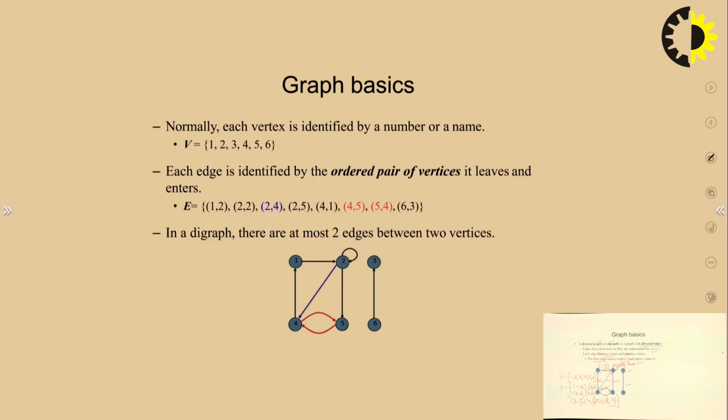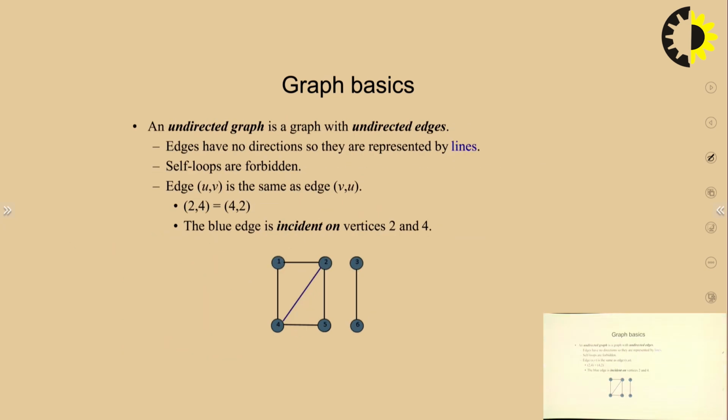If I see this one, in this I have undirected edges. Edges don't have any direction. What does it mean? It means edge UV is the same as edge VU. It means we have an edge from 1 to 2 as well as 2 to 1. In the same way, I can go from 4 to 5 and 5 to 4.